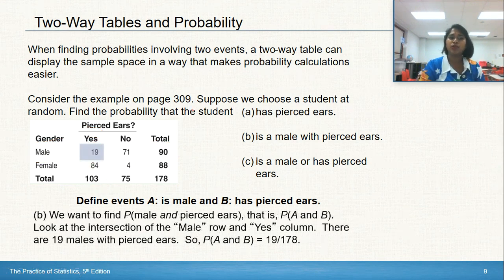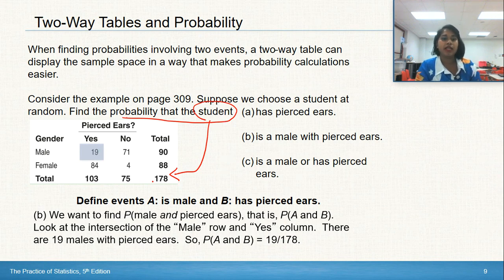But remember, your original probability says, suppose we choose a student at random. It doesn't say choose a male student. It just wants to know the probability of that student. So who's that student? A student out of the entire 178. The probability that that particular student is male with a pierced ear is 19 out of 178.